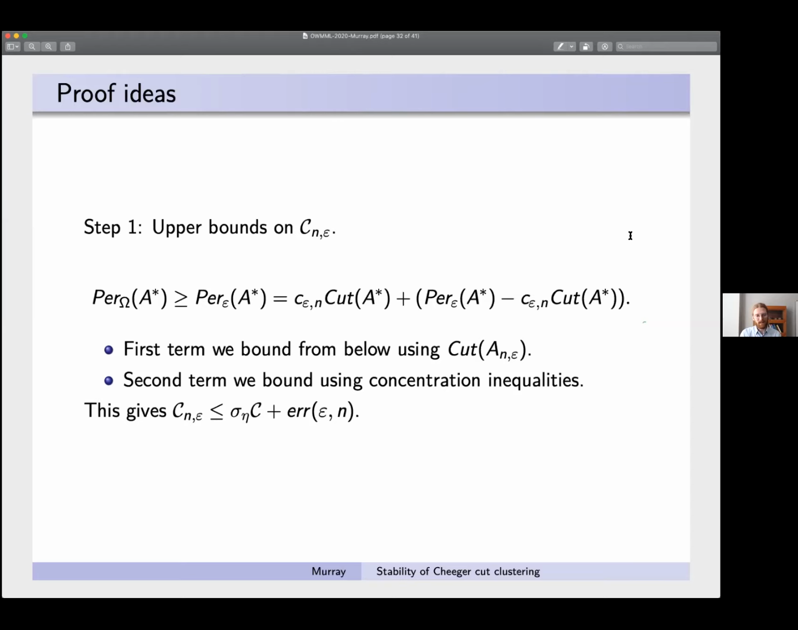because they're minimizers, we can bound the first term on the right by the discrete minimizing energy. And then the second term on the right-hand side, this perimeter sub epsilon of A star minus this rescaled cut energy of A star, we can bound just using concentration inequalities. The key here is that this set A star is fixed. So you just use classical concentration inequalities, these U-statistics, and you can get a good bound on this difference between the perimeter sub epsilon and this cut energy.